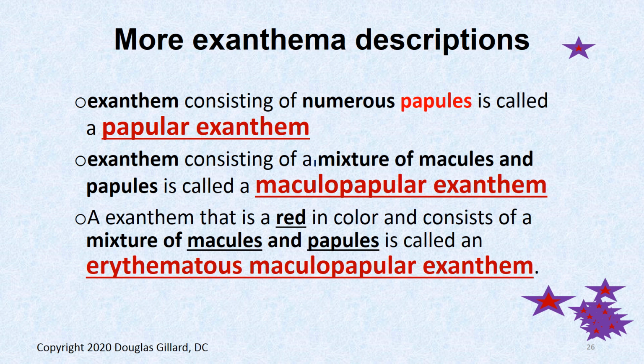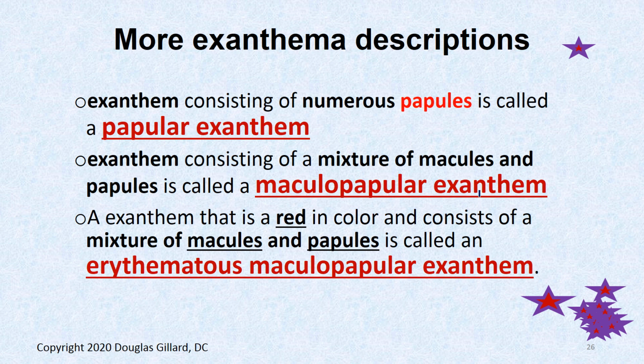So let's add to our descriptions now on rashes or exanthems. So now if you have a rash and it's made of little raised lesions that are less than 1 centimeter in size, you got yourself a papular exanthem. If the exanthem contains a mixture of macules and papules, what do you call it? Well, a maculopapular exanthem. They don't usually call it a papulomacular exanthem. I guess alphabetically M comes before P, so they tend to use the word macule first and papule secondary.